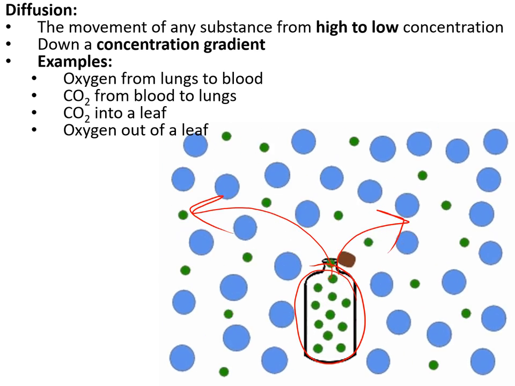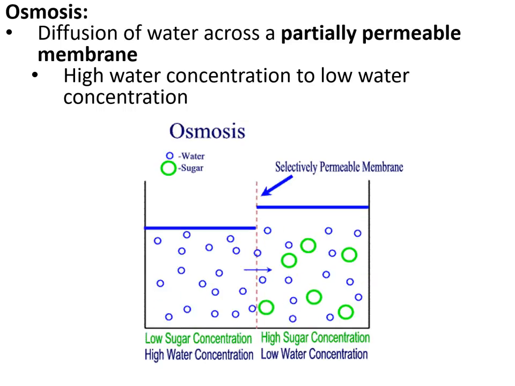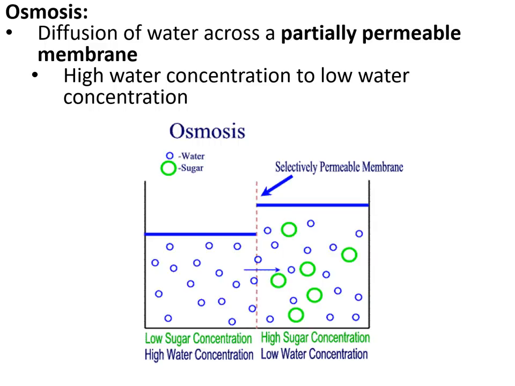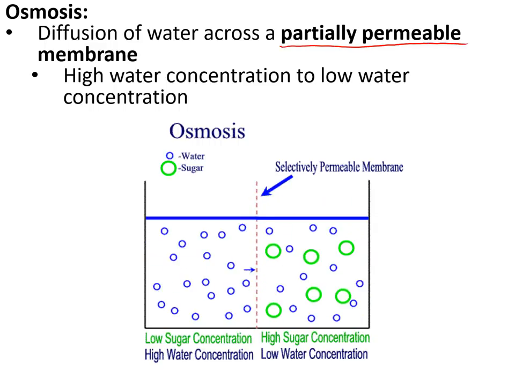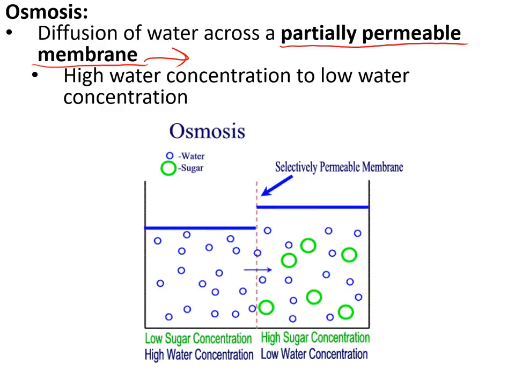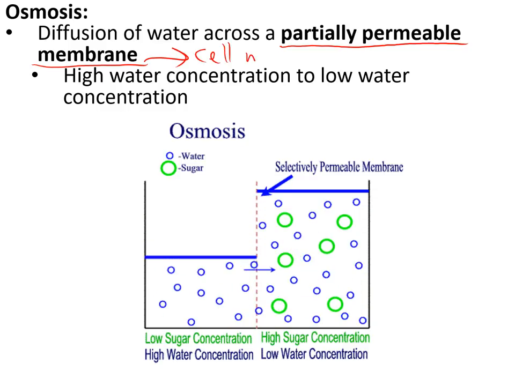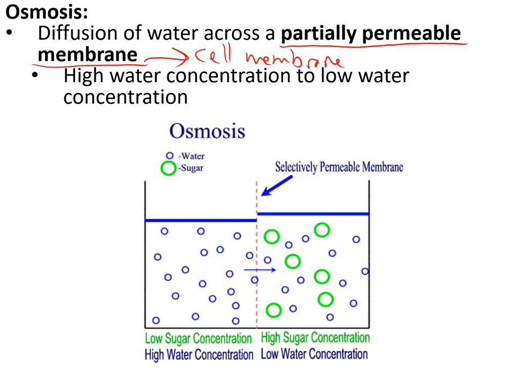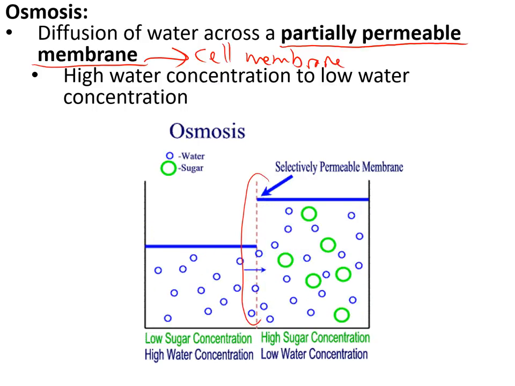Osmosis is how water moves in and out of cells, and it is the diffusion of water across a partially permeable membrane. A partially permeable membrane, for example, a cell membrane, is a membrane that has small holes in it that allow some substances to pass through, but not others.